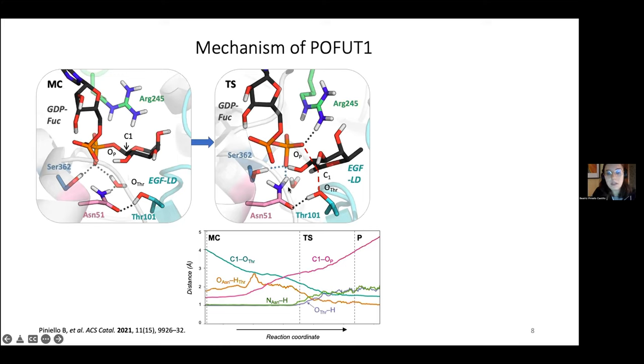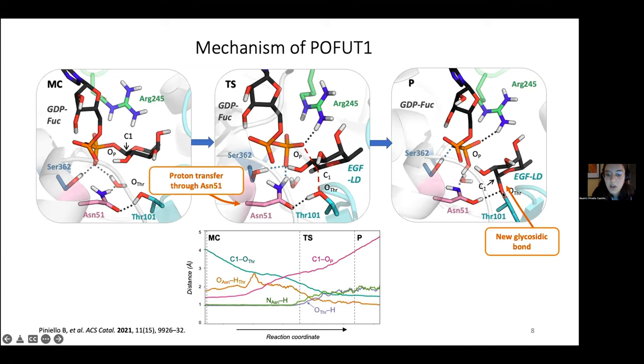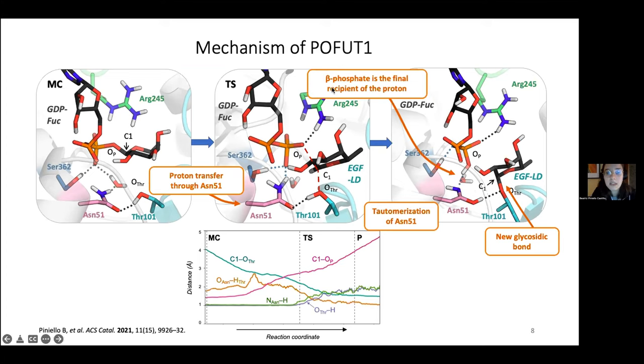So this is going to prepare for what is going to happen, which is that the new glycosidic bond has been formed between threonine and the fucose, and the proton finally has been transferred from the threonine to the asparagine, and at the same time, the asparagine transferred one of its own protons to the beta phosphate. And so we ended up with this asparagine in its tautomeric form. We can also see that this beta phosphate is the final recipient of the proton.